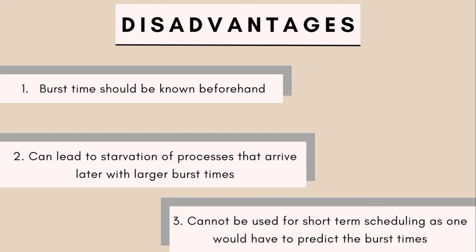The disadvantages of shortest job first are: first, burst time should be known beforehand. Second, it can lead to starvation of processes that arrive later with larger burst times. Third, it cannot be used for short-term scheduling as one would have to predict the burst times.